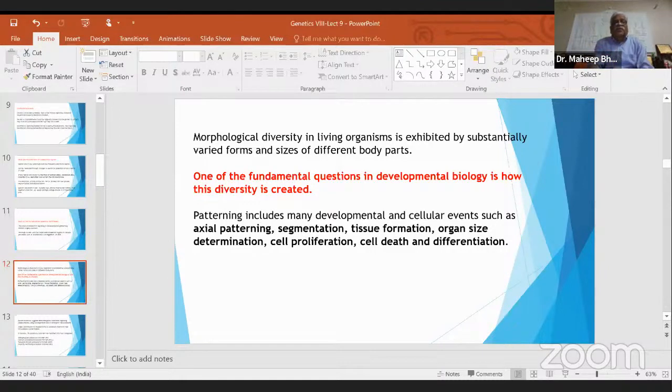Patterning not only includes the morphological diversity, but it also includes the patterning of different kinds of cellular events or developmental events taking place during the development of different animals and human beings. Like axial patterning. Axial means skeleton patterning. If you compare a fish, a reptile, a bird, and a human, or the primates, you can see the difference in structure, or skeleton. The skeleton means the framework which is formed of bones.